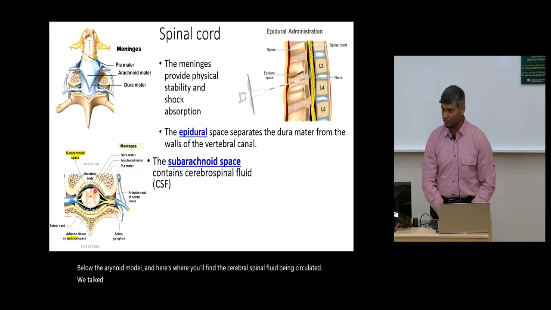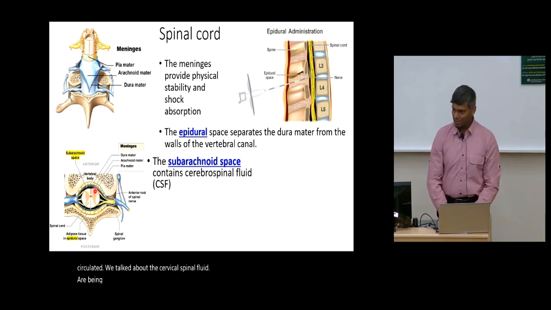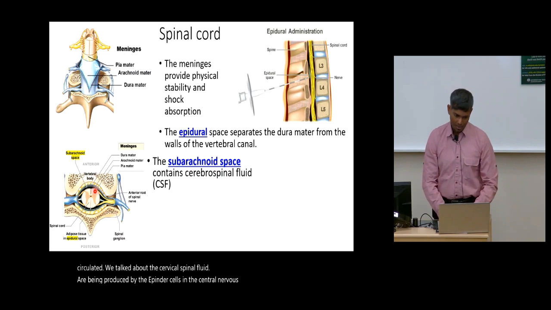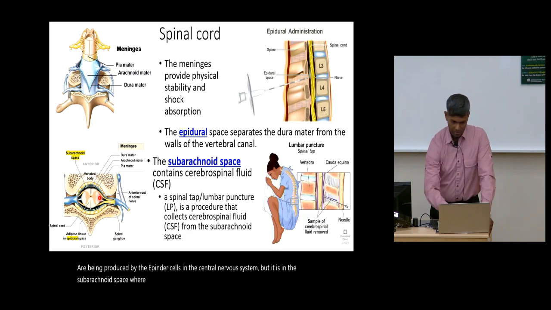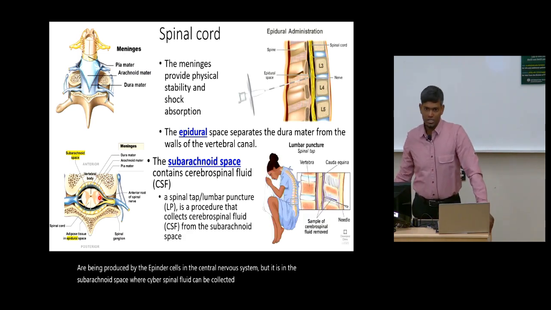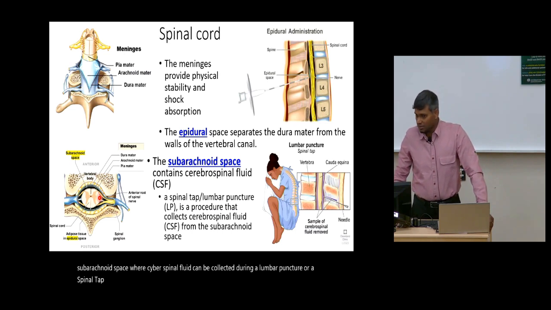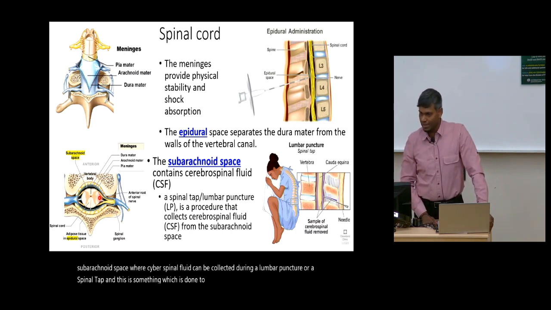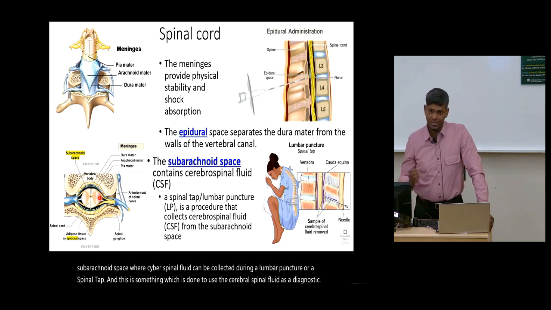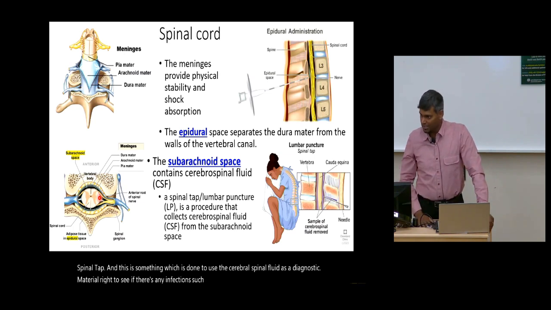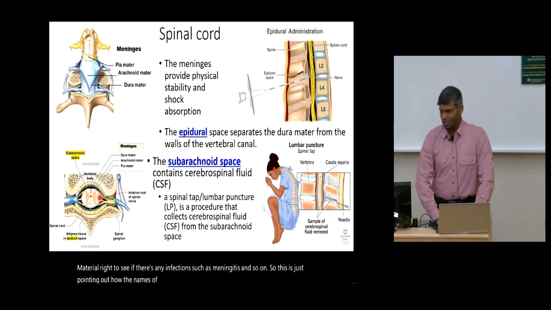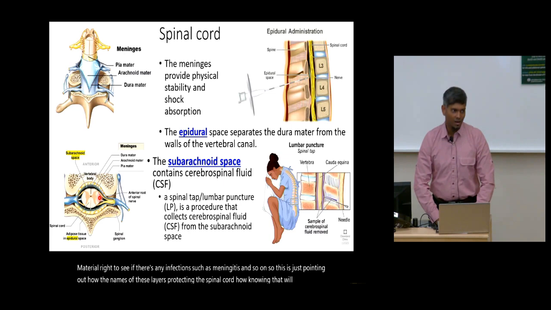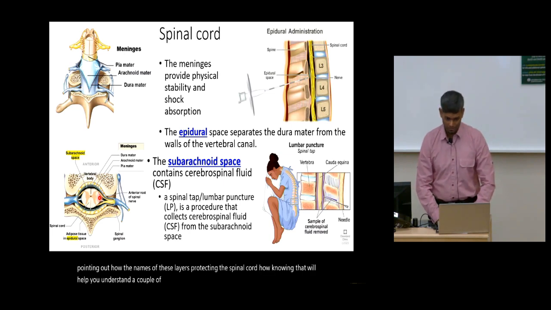We talked about the cerebrospinal fluid being produced by the ependymal cells in the central nervous system, but it is in the subarachnoid space where cerebrospinal fluid can be collected during a lumbar puncture or a spinal tap. And this is something which is done to use the cerebrospinal fluid as a diagnostic material, right, to see if there's any infection such as meningitis and so on. So this is just pointing out how the names of these layers protecting the spinal cord, how knowing that will help you understand a couple of clinical applications as well.